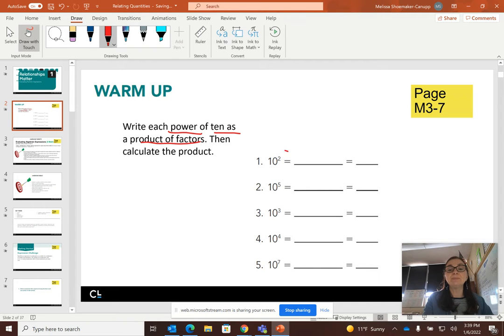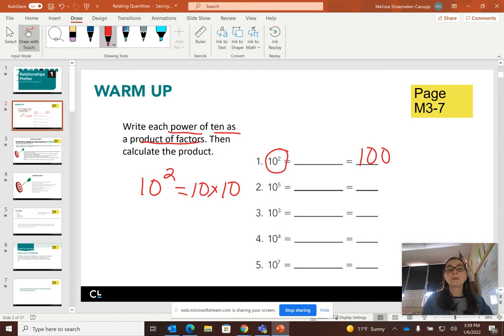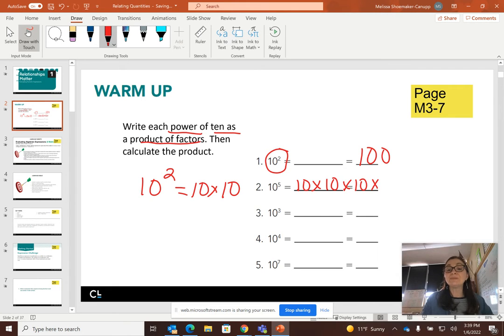Okay, so simply put, we have 10 squared. That actually means 10 times 10, which I hope we know is 100. So 10 to the 5th on number 2 is going to be 10 times 10 times 10. How many times? I hope we know it's going to be 5 times. So that's 1, 2, 3, 4, 5.